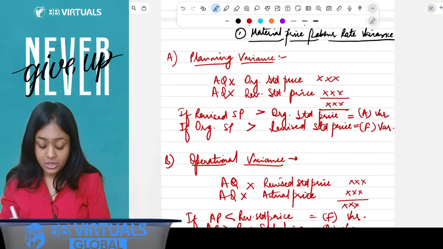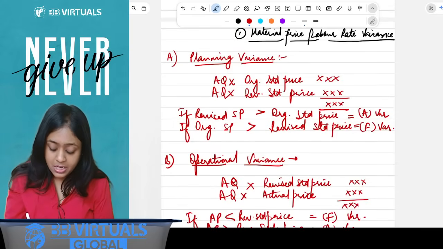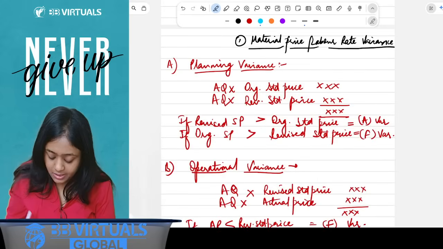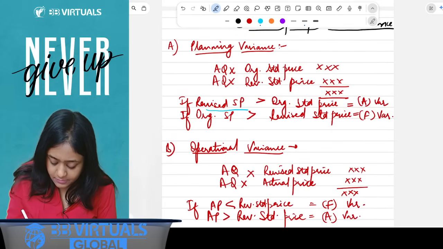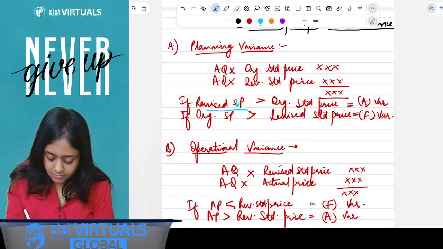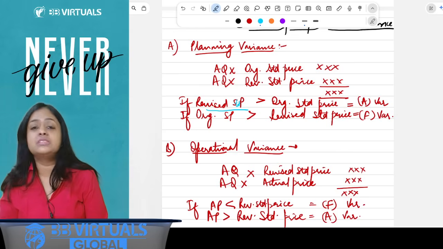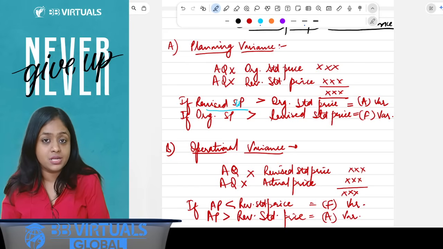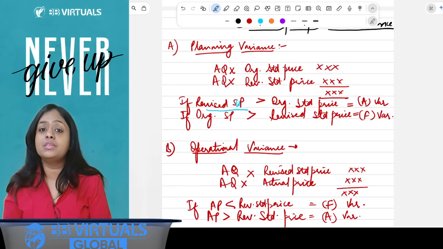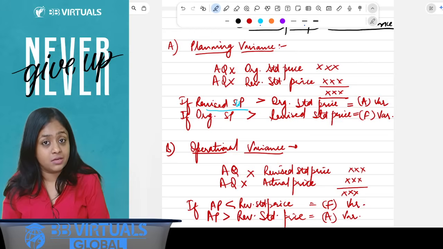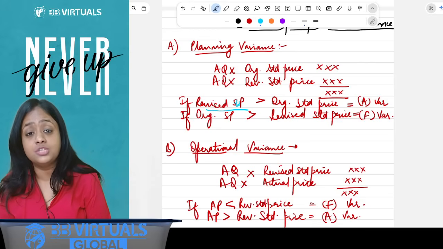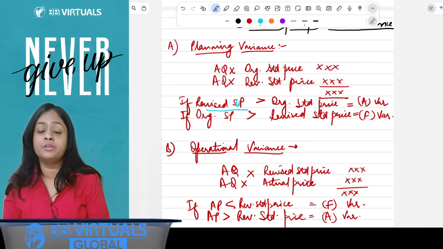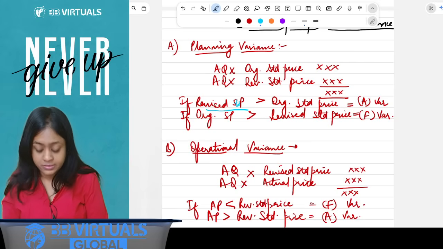Okay, so remember as a point, in your planning variances, if your revised selling price or the revised standard price or the budgeted price is more, then it's an adverse variance, because if after revision it is costing more, that means the management has done poorly. However, when the operational people compare the revised figures with the actuals, and actual is less than the revised, then the operational people have done well because they are able to contain this figure to a lower value.